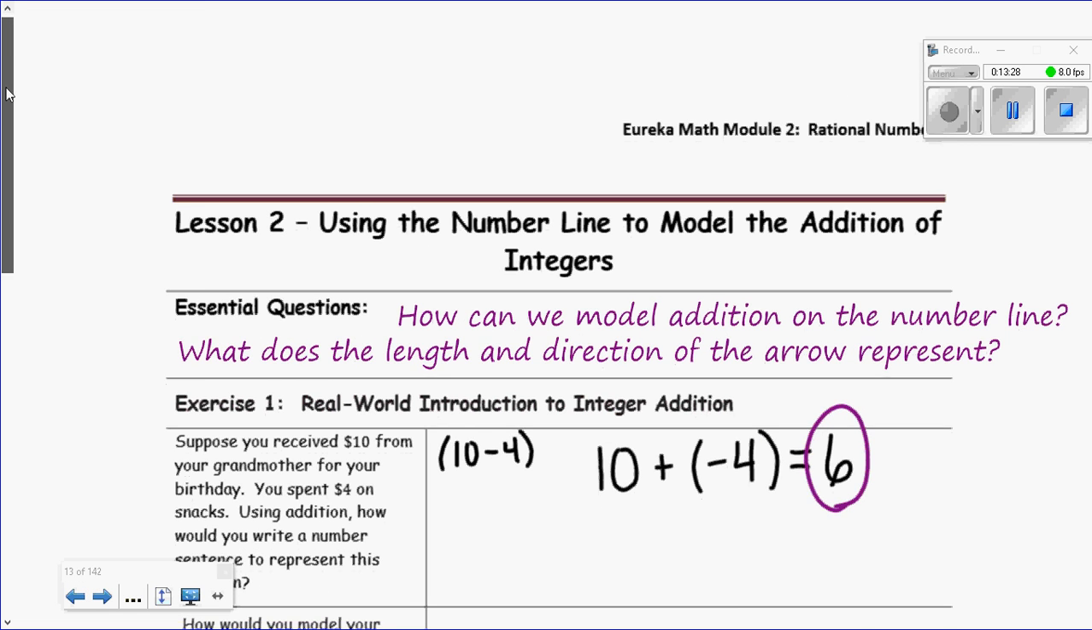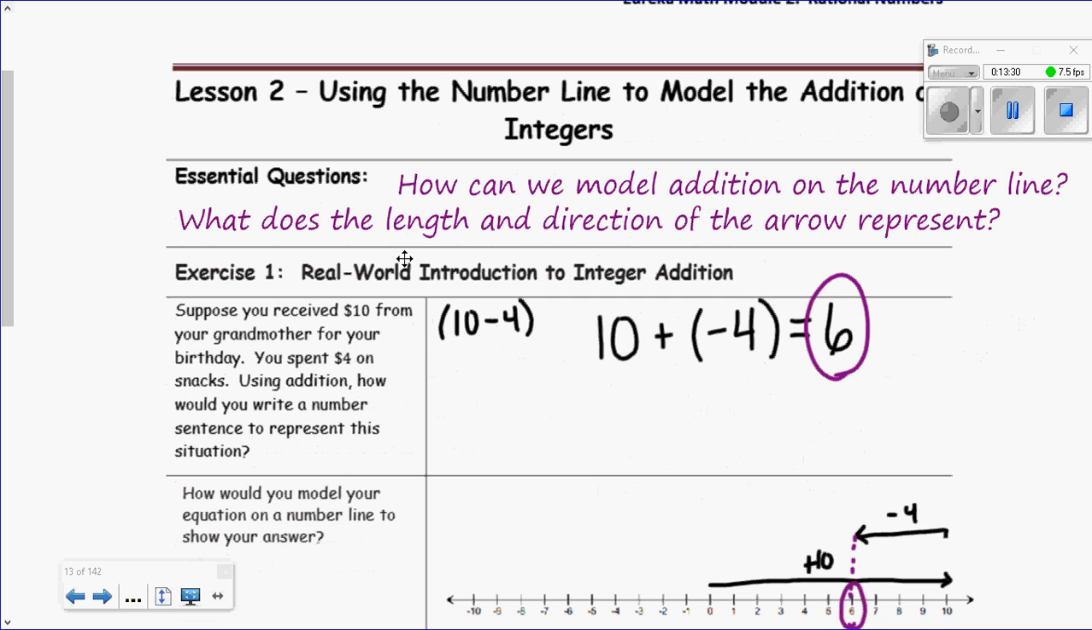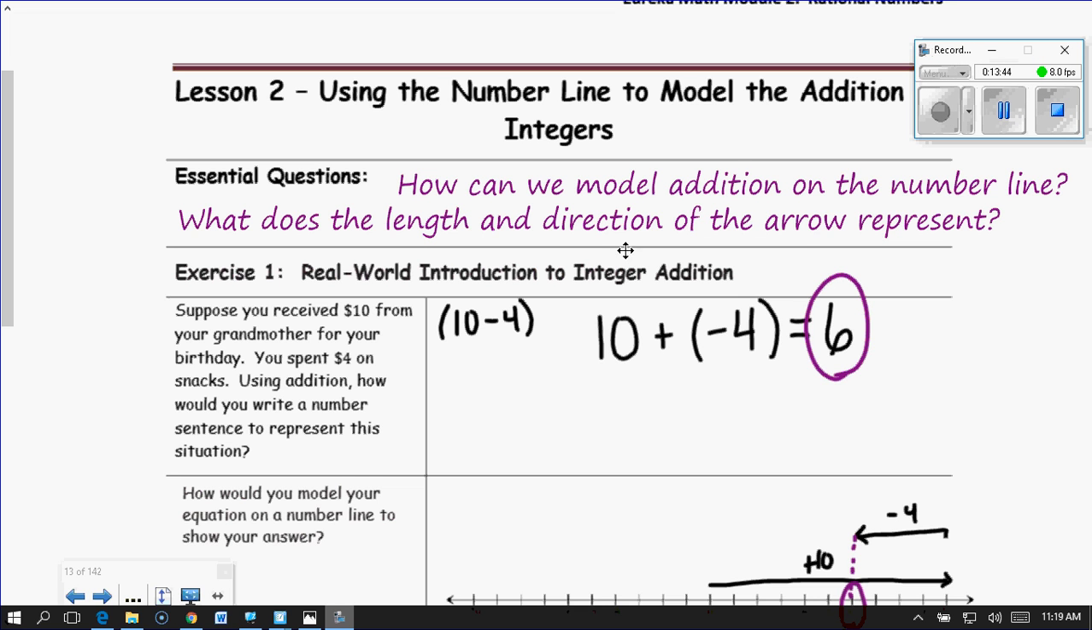So hopefully you were paying attention that we are counting units, and the length is the absolute value. Like if it's 5 or -5, the arrow is 5 units, and the direction is going to be either positive or negative. If it's positive, the arrow goes to the right. If it's negative, the arrow goes to the left. So I basically just said in words what your summary should be. So you put it in your own words, and that is a wrap on lesson number 2.